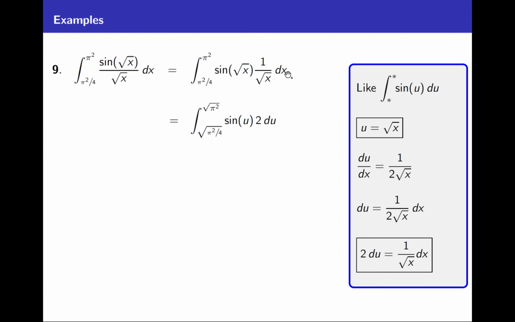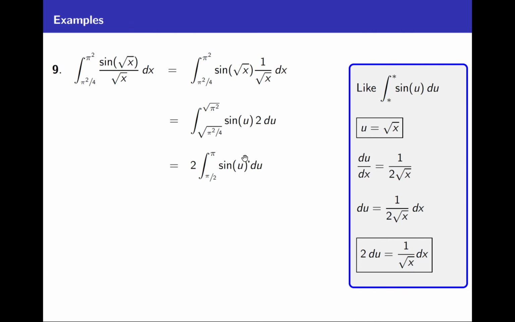And so we passed from an x variable to a u variable, so we also have to change these x limits of integration to u limits of integration. And remember, u is just the square root of x. So when x is pi squared, u has to be the square root of pi squared. And when x is pi squared over 4, u is going to be the square root of pi squared over 4. So factoring out the 2 and doing those square roots in the limits of integration gives us 2 integral from pi over 2 to pi sine of u du.